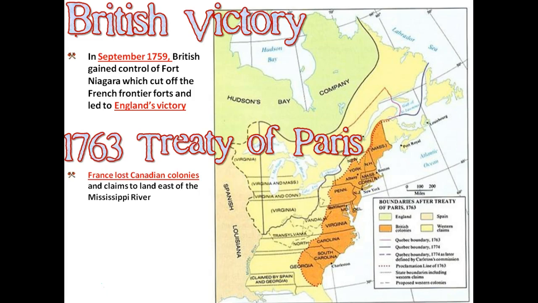In 1763, a treaty was drawn up called the Treaty of Paris. Essentially, it said that France lost Canadian colonies and any of the claims to the land east of the Mississippi River. So here's the Mississippi River. So any land that they had in this general vicinity, they lost in the treaty.